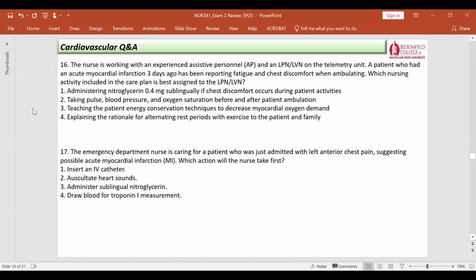That's great. So what's the difference between 1 and 2? Number 1, administer nitro, sublingual, if chest pain occurs. Number 2, vital signs before and after patient ambulation.